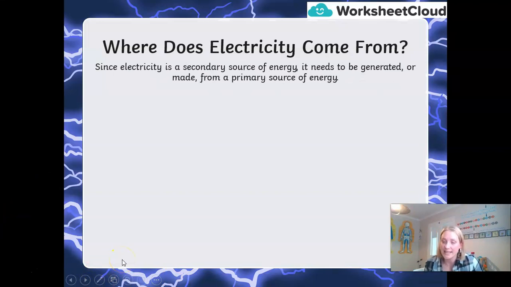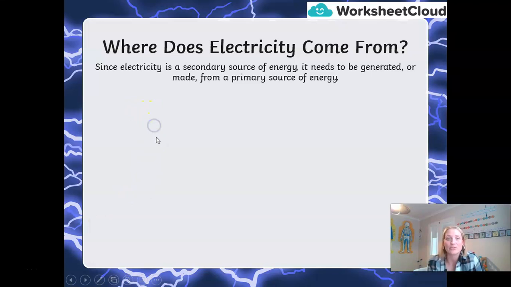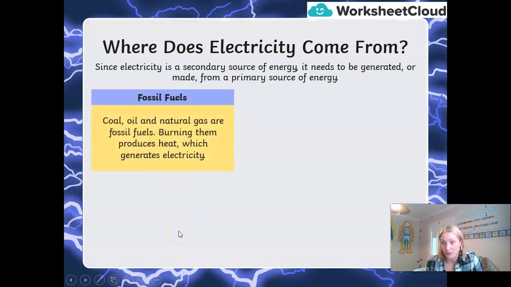So since electricity is a secondary source of energy, it needs to be generated. And there's different ways we do that based on the primary energy source we are using. So let's have a quick look at how we generate electricity from those primary sources. Well, fossil fuels, the first group, we burn them.